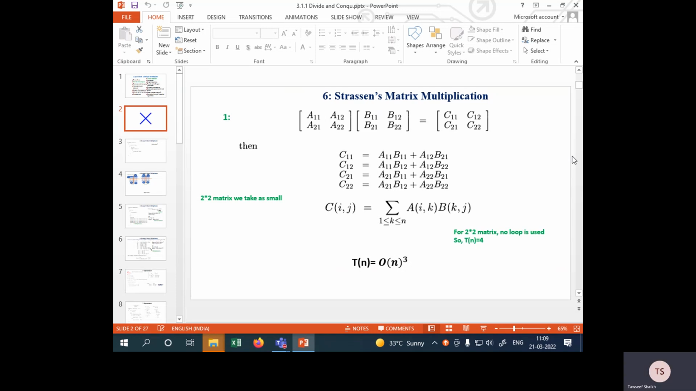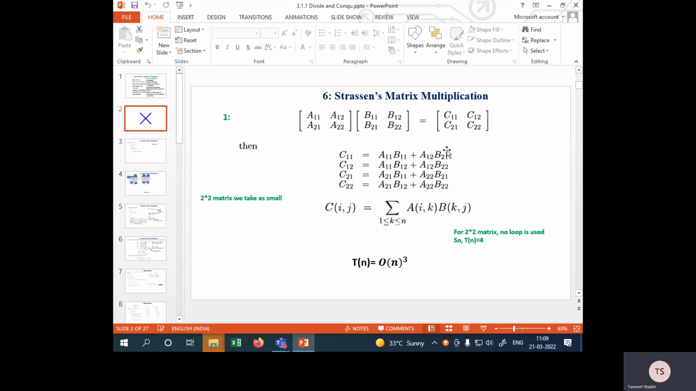Traditionally, if we see how we perform matrix multiplication, say we have two matrices A and B of size 2 cross 2, meaning two rows and two columns, and similarly the next matrix also contains two rows and two columns. We are interested in finding a third matrix C by finding the matrix multiplication of these two.